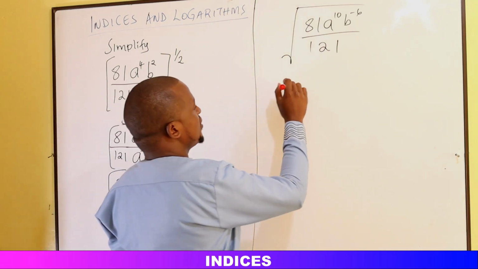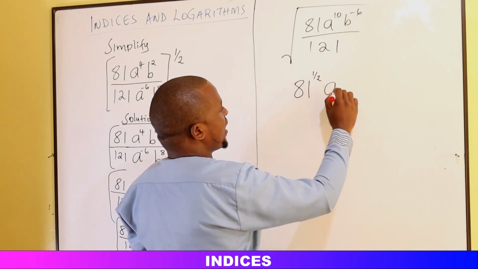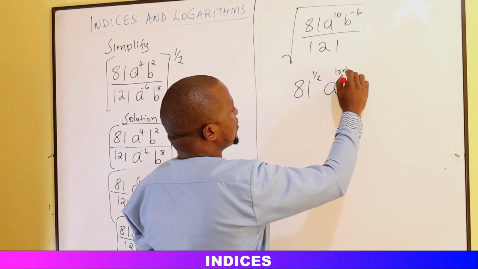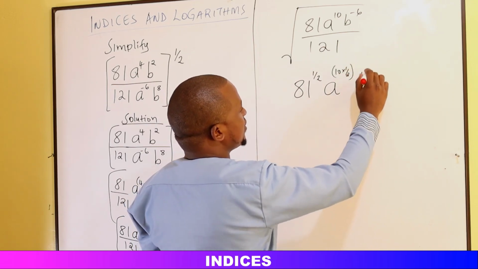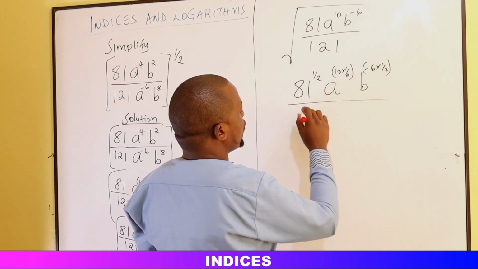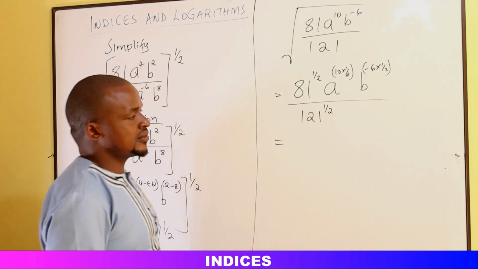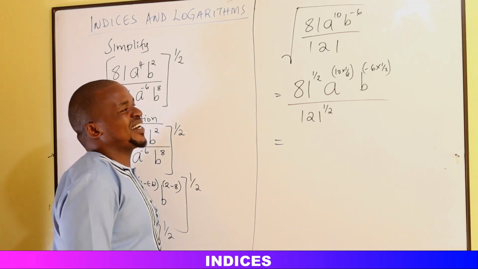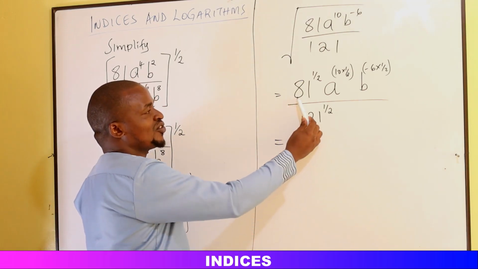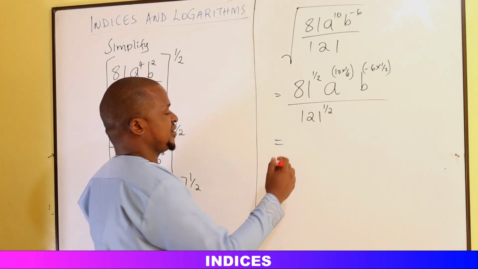So we're going to have 81 raised to the power half, a raised to the power 10 times half, b raised to the power negative 6 times half, over 121 raised to the power half. And we said when you are raising a number to the power half, it's like you find the square root of that number. So the square root of 81 we know is 9.